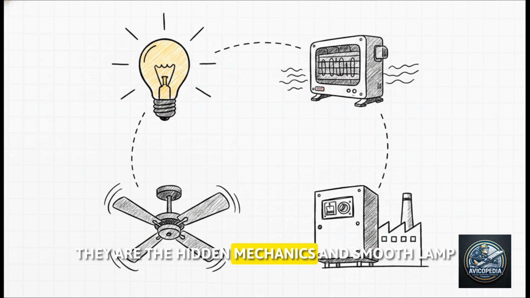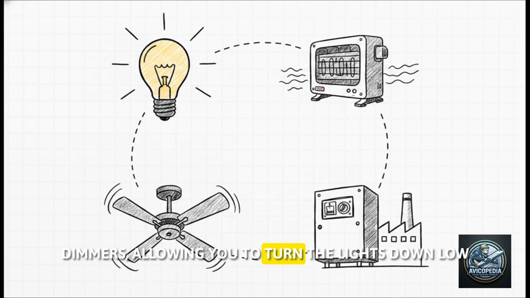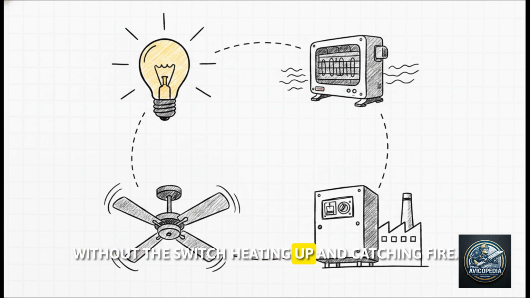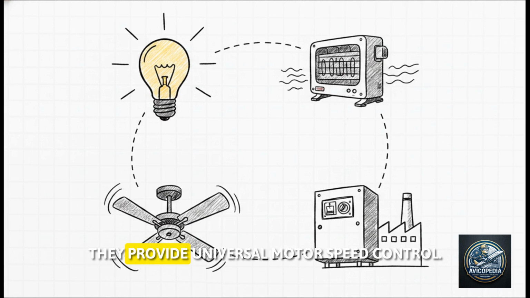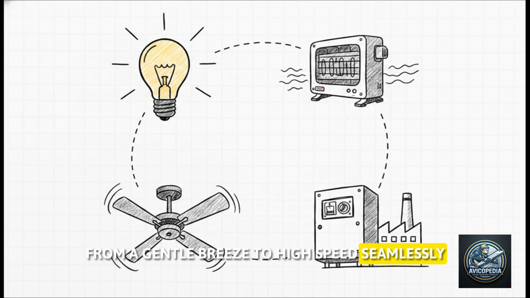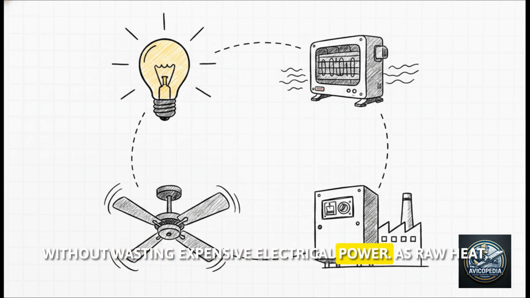They are the hidden mechanics in smooth lamp dimmers, allowing you to turn the lights down low without the switch heating up and catching fire. They control the heat output in your electric heaters. They provide universal motor speed control. And by the way, this phase control technology is exactly how your ceiling fan changes from a gentle breeze to high speed, seamlessly, without wasting expensive electrical power as raw heat.